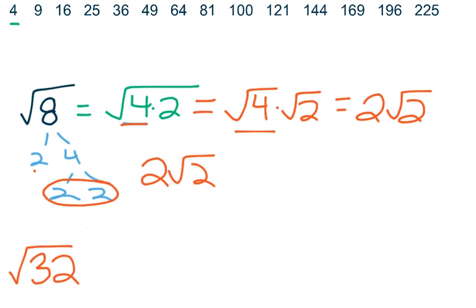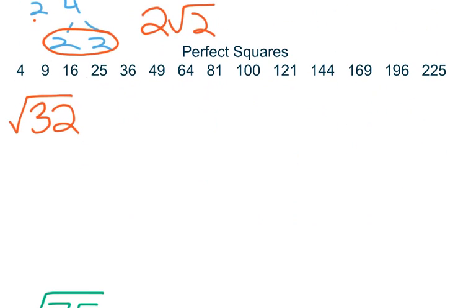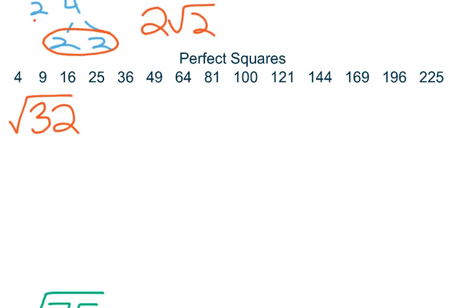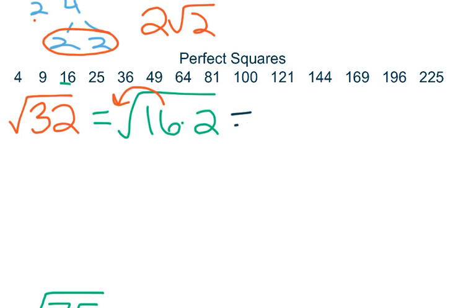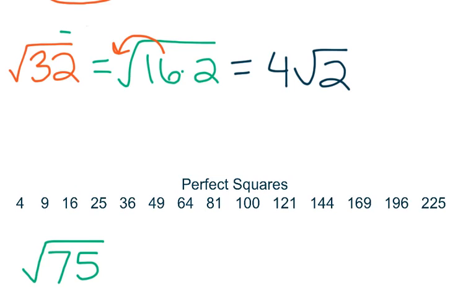So let's look at this next one. We have root 32. The largest perfect square would be 16. So that would be 16 times 2. That is the same thing as 32. And so now we could take the square root of 16, and that gives us a 4. But again, we have that 2 still on the inside. So our answer would be 4 root 2. We'll just do one more here, and then we'll continue on with a little bit extra of a problem.